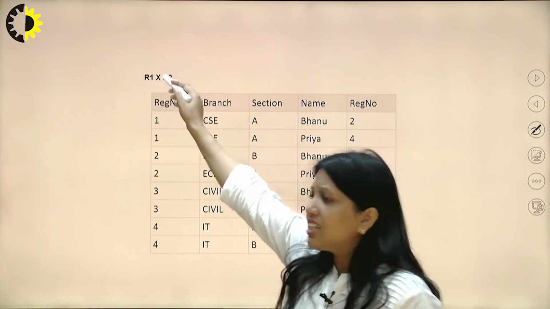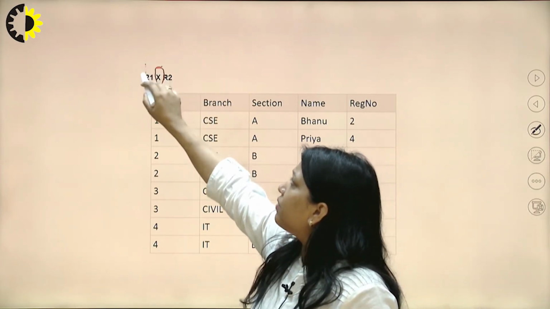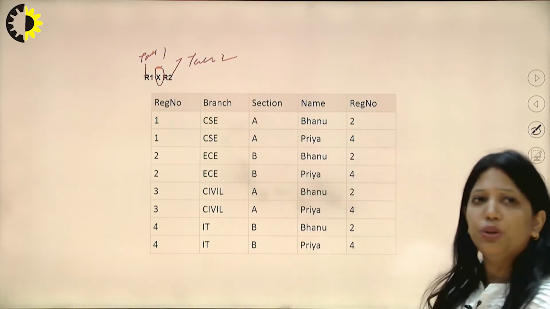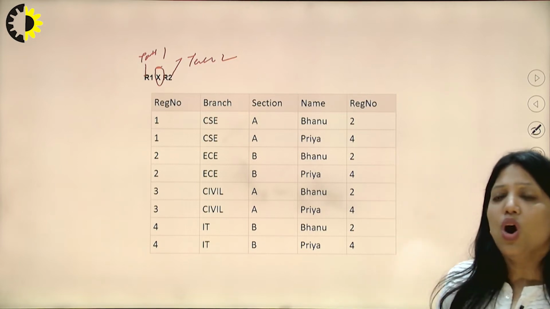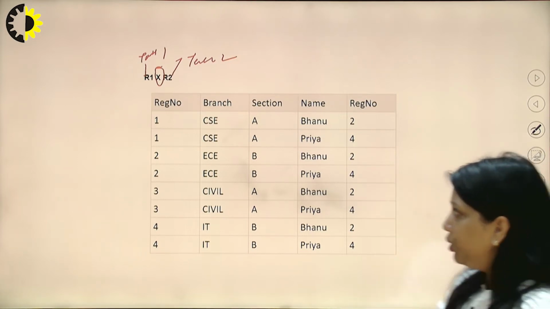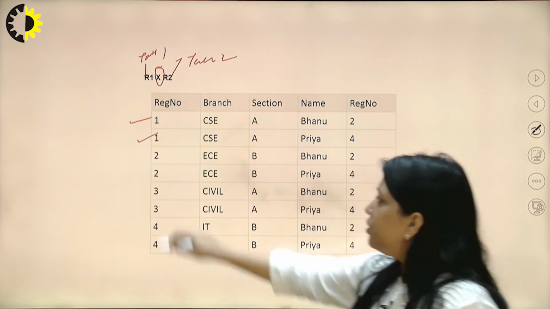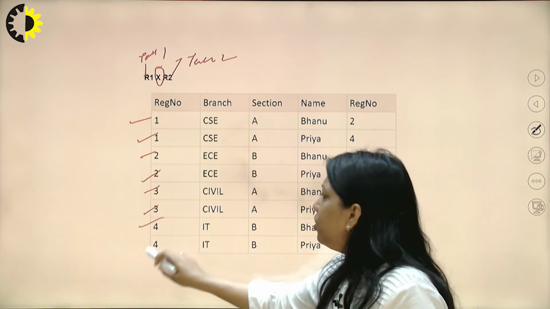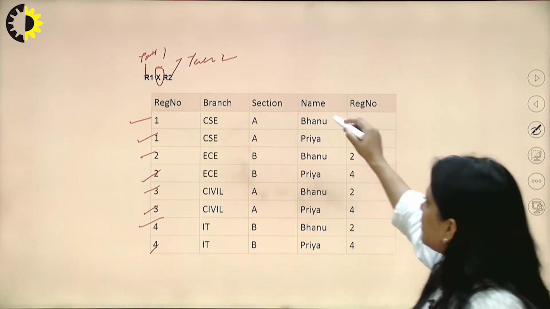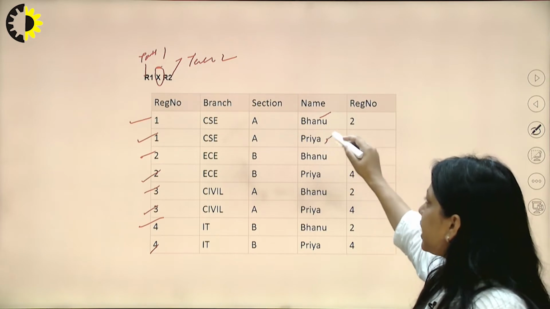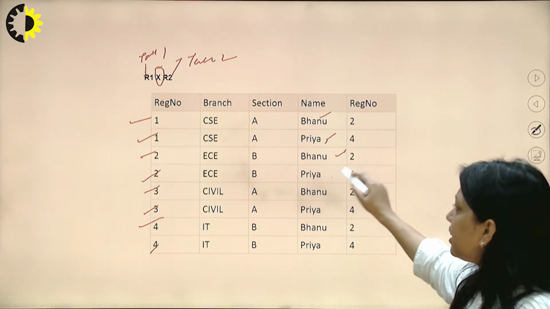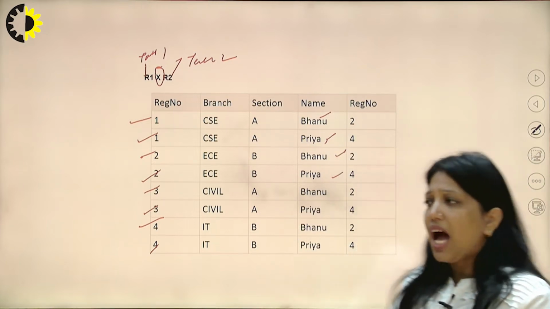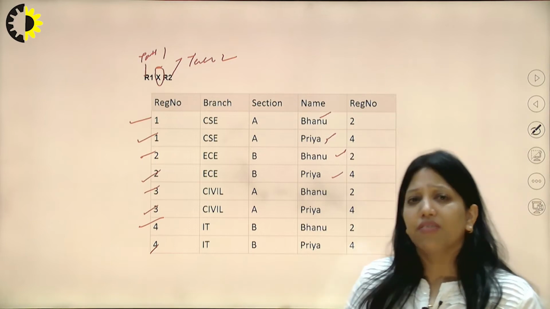This symbol implies the Cartesian product, this R1 implies table 1 and this R2 implies table 2. So this is the output we get. We will multiply each row of table 1 with each row of table 2. This is the first row, this is the second row, this is the third row and this is the fourth row of table 1. And this implies the first row of table 2, second row of table 2, first row of table 2, second row of table 2. In this way, we multiply every row of table 1 with every row of table 2. So this is the output after the Cartesian product.